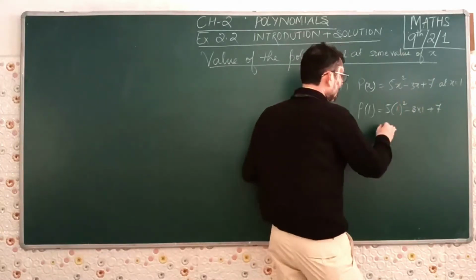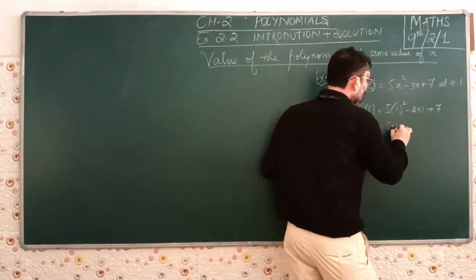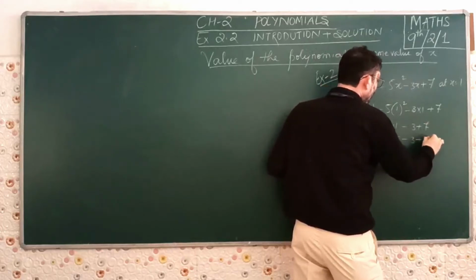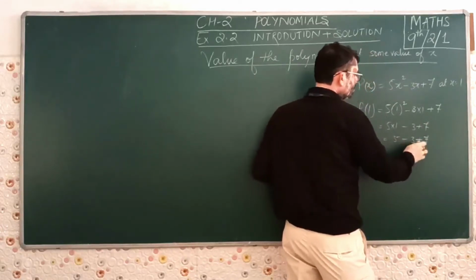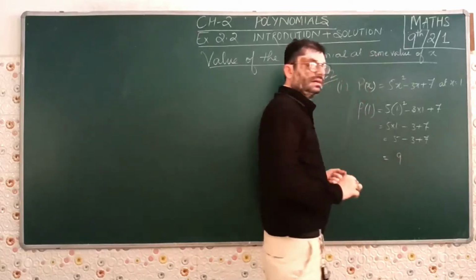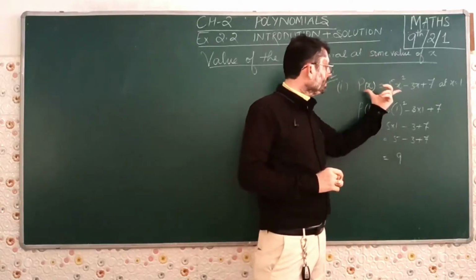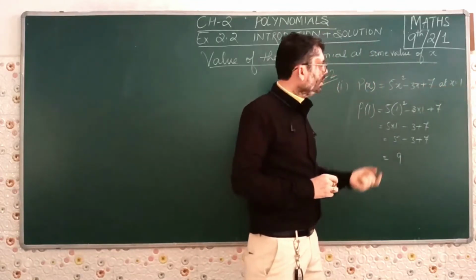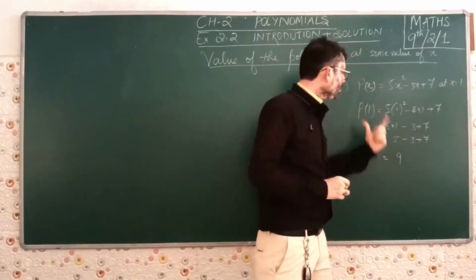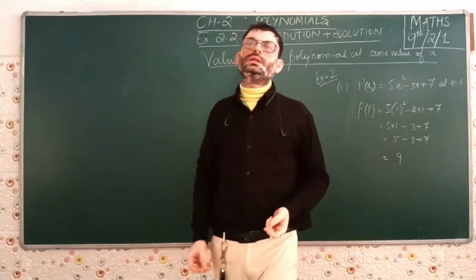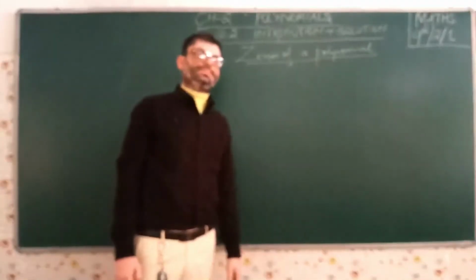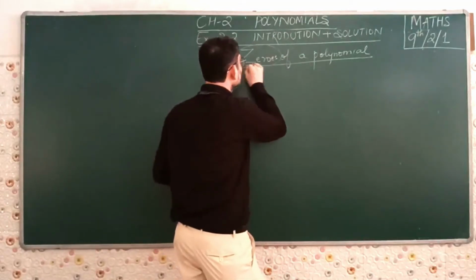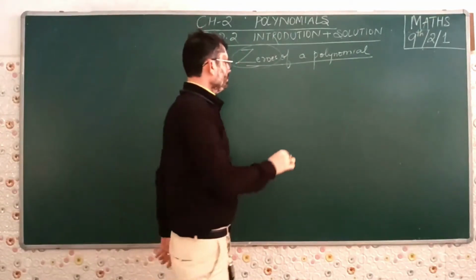Now we solve it. 1 square is 1, so this is 5 into 1 minus 3 plus 7. This is 5 minus 3 plus 7. So 5 minus 3 is 2 and 2 plus 7 is 9. So this is the value of the polynomial. Which polynomial? The given polynomial for the given value of x, that is x equal to 1. If we substitute the value of x in the given polynomial, finally we get the value of the polynomial to be 9.